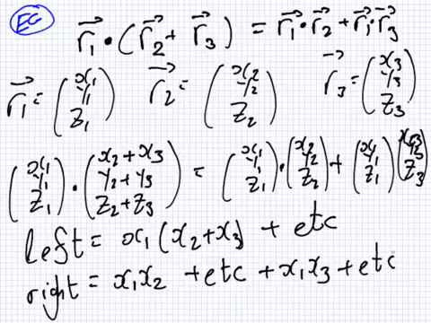Now, are these two the same? Yep, because here you have X1, X2 plus X1, X3, and here you have X1, X2 and X1, X3. So that ends the proof for that one.